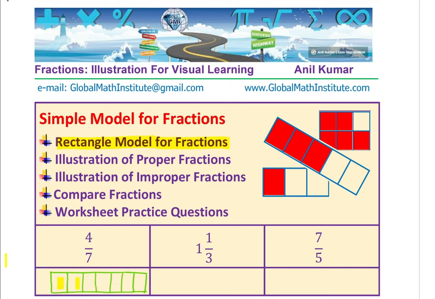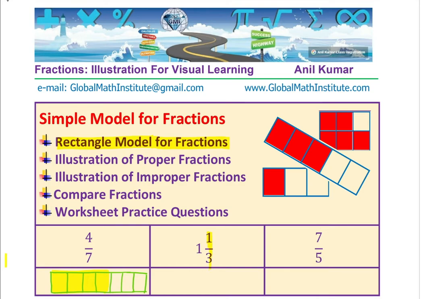So 1, 2, 3, 4, we'll shade them. You get the idea. So that is how I could create 4 over 7 fraction with the help of rectangle model. Perfect. Now let's look into the second one, where we have 1/3 and 1 whole.